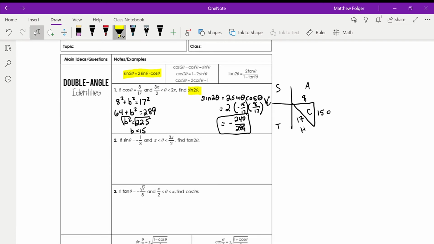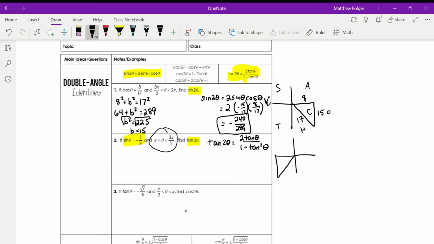This one says we're trying to find tangent of 2 theta. So we only have one formula for that. That is right here. So tangent of 2 theta, I'm going to write that over here. Tangent 2 theta equals 2 tangent theta over 1 minus tangent squared theta. All right? And in this case, all we need is tangent to find this. But we're given sine, and we're given the quadrant that it's in. It's between 180 and 270, which means it's in quadrant 3.